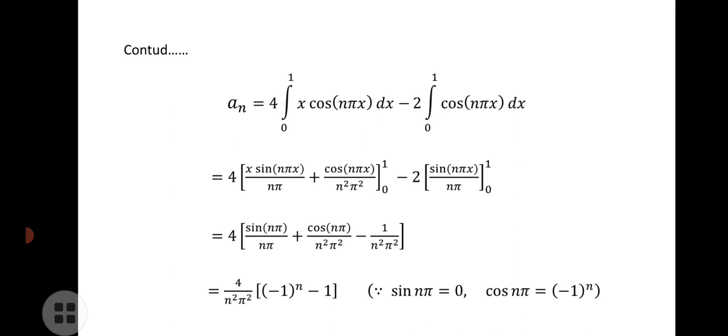So that is equal to 4 times, using the Bernoulli equation for the first term, it will be x sin n pi x divided by n pi plus cos n pi x divided by n square pi square, which is running from 0 to 1. After that, for the second term, the integration of cos is sin n pi x divided by the bracket term integration, n pi, which is also running from 0 to 1.